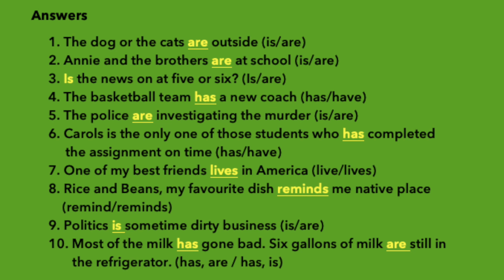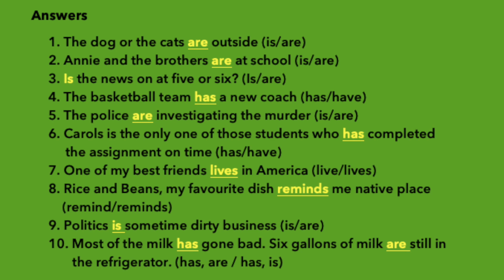Next one, Carols is the only one of those students who dash completed the assignment on time. Here we have to use "has". Carols is the only one of those students who has completed the assignment on time, because the "who" refers in this case to the only one, which is singular. Next one, one of my best friends dash in America: lives in America. The subject of this sentence is one, which is of course singular.